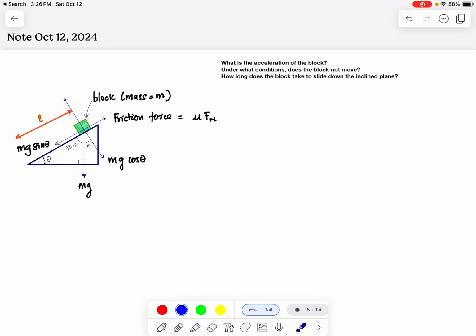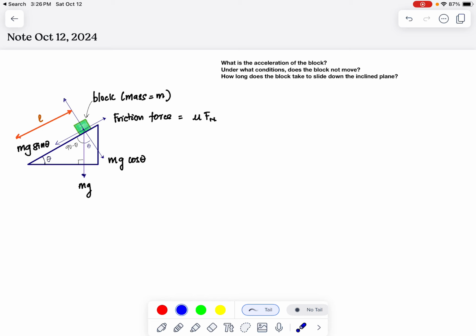And we want to answer these three questions. What is the acceleration of the block? Under what conditions does the block not move? That is, it is stationary. And if it's moving, how long does the block take to slide down the inclined plane a distance L along it? So let's look into these three problems.